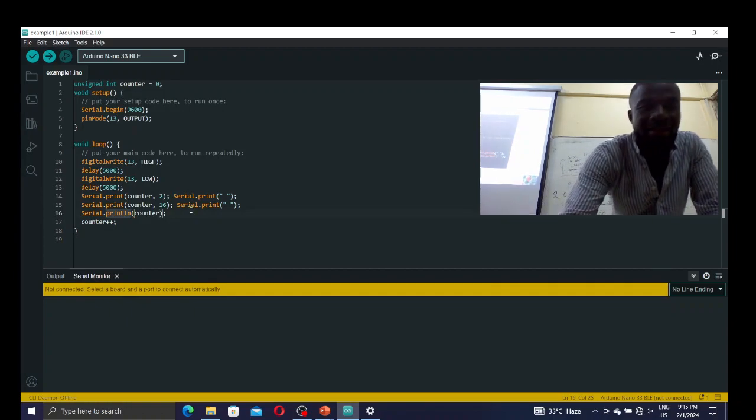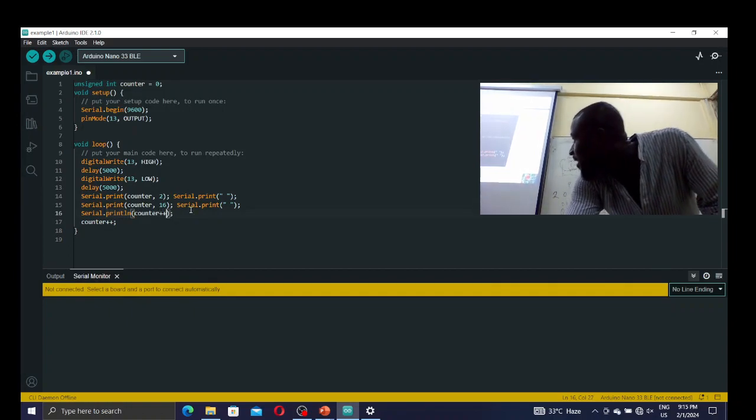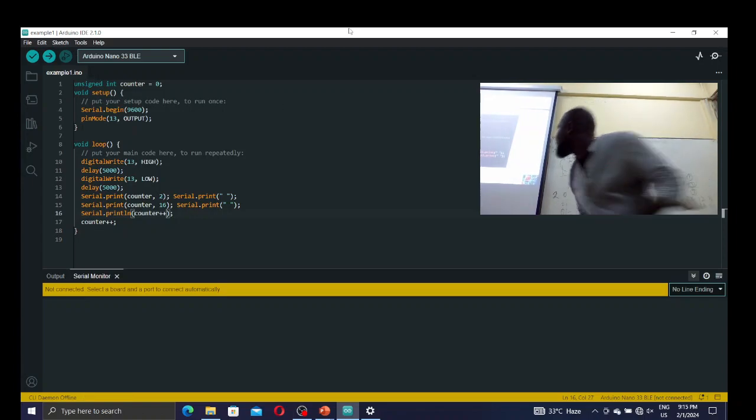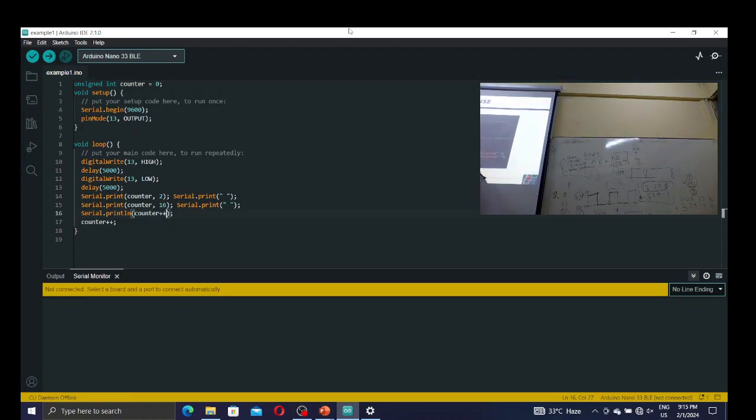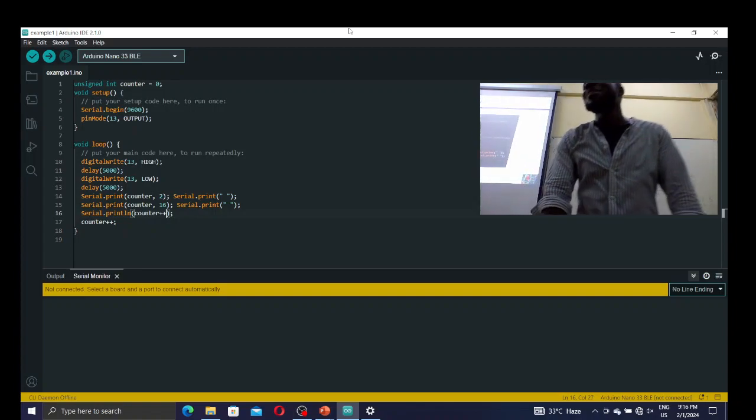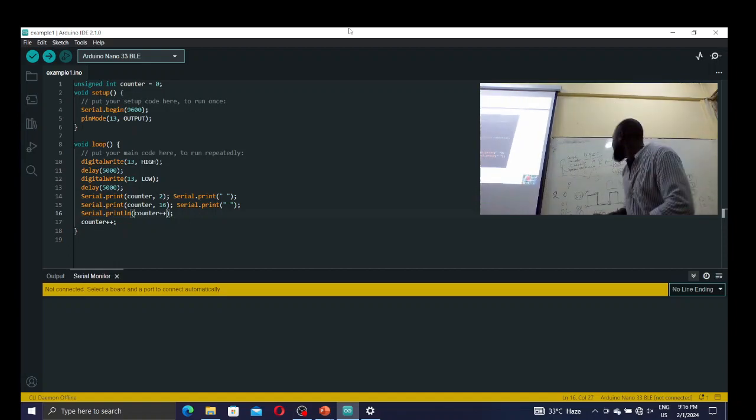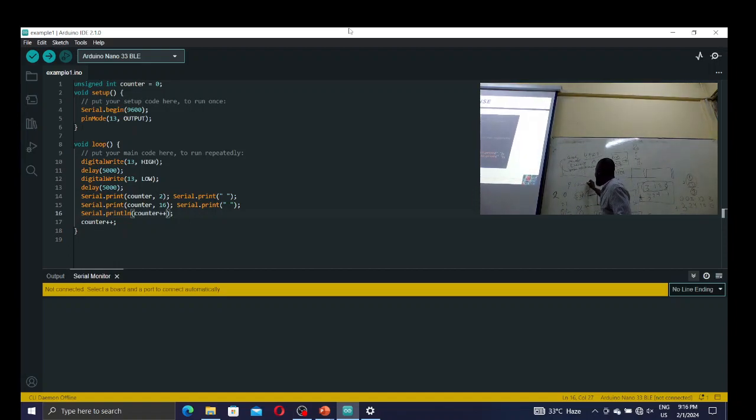So this code here, the counter is supposed to be counter plus plus. You guys have coded in C plus plus, right? You guys know what counter plus plus means. If I write counter plus plus, it's just the same as counter equals counter plus one. Understood? So counter plus plus means increment the counter.